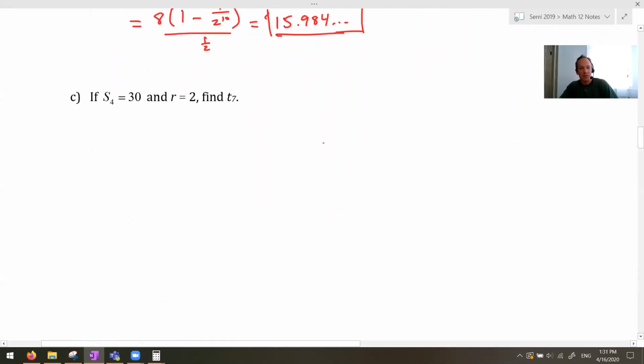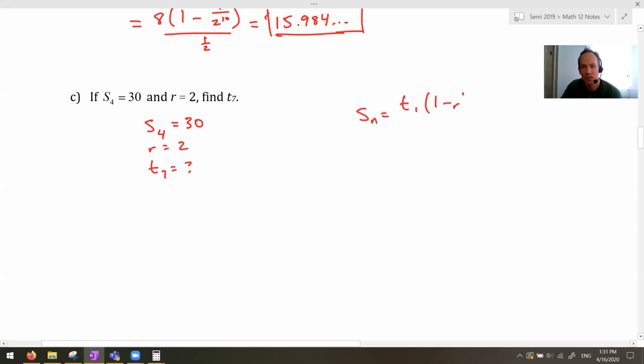Okay, this question here: if S4 equals 30 and R equals 2, find T7. This is just a weird random one, but I thought I'd throw it in here as something a little different. So we know S4 is equal to 30. We know that R is equal to 2. And we're asked, what is T7? How the heck do we get T7 when we have a formula like this?